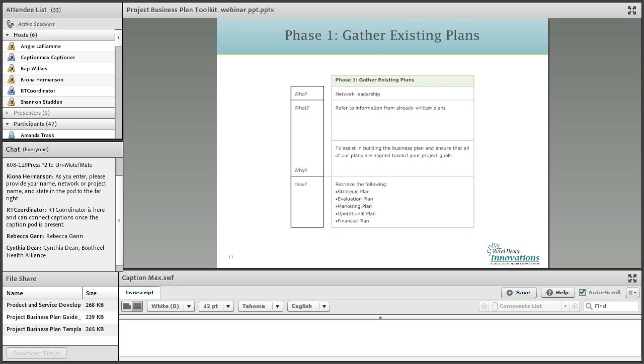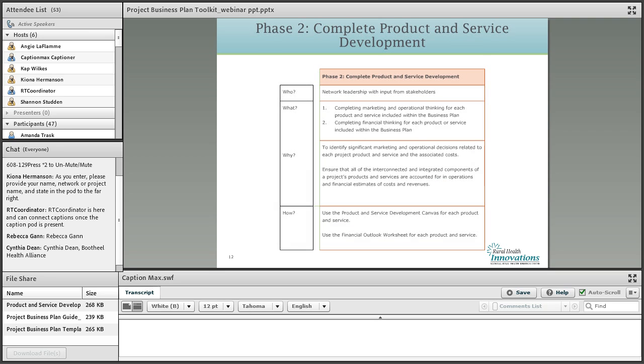So it is talking about who will gather these plans: network leadership. What: be referring to the information in the already written plans. Why? Because it's going to assist you in building your business plan. And how are you going to do this step? By retrieving the following plan.